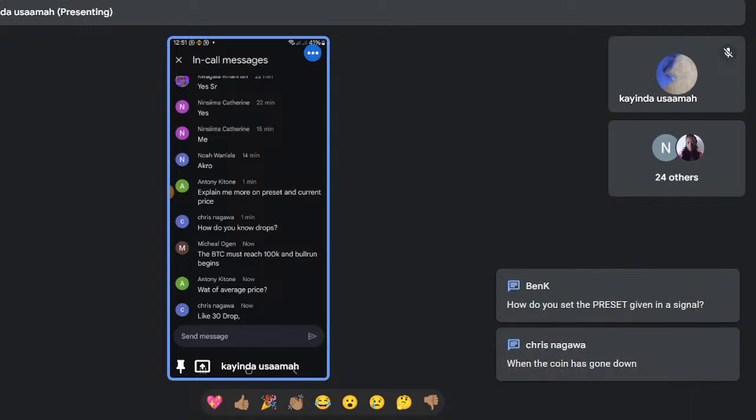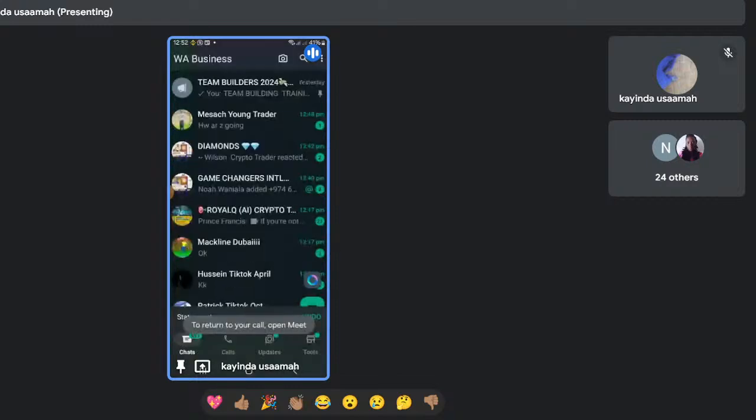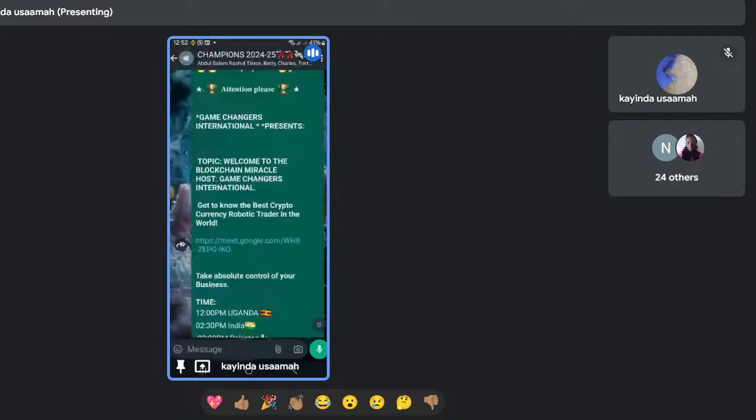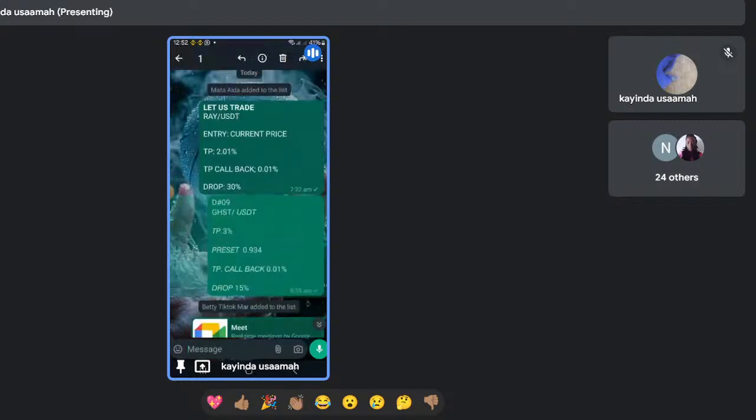Bank is asking, how do you set the preset given in a signal? That's a very good question. For example, if we are given a signal like this, a signal with a preset. Look at this signal from Mr. Emirati. We are told to buy GHST USDT preset price 0.934.